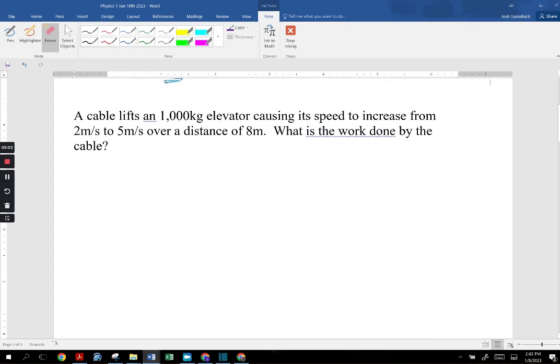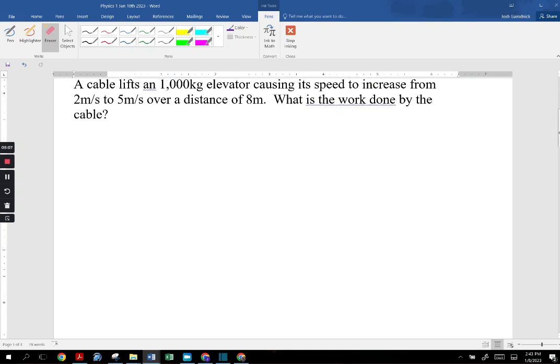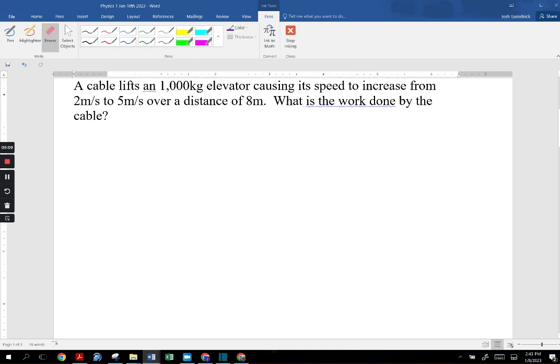So here's a basic problem. There's an elevator being lifted, causing its speed to increase from 2 to 5 meters per second over a distance of 8 meters. What is the work done by the cable?